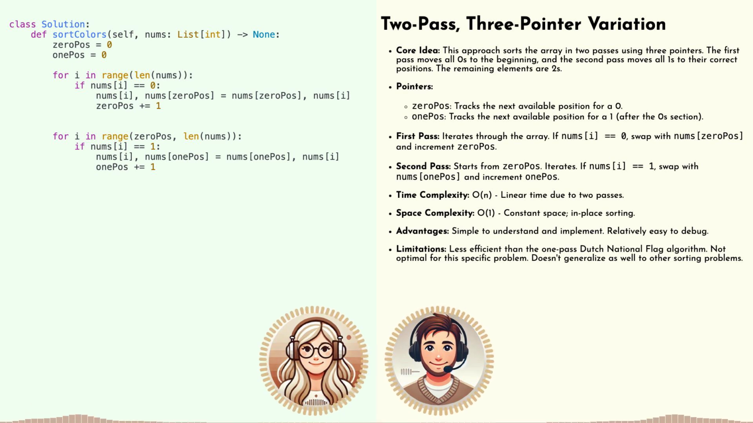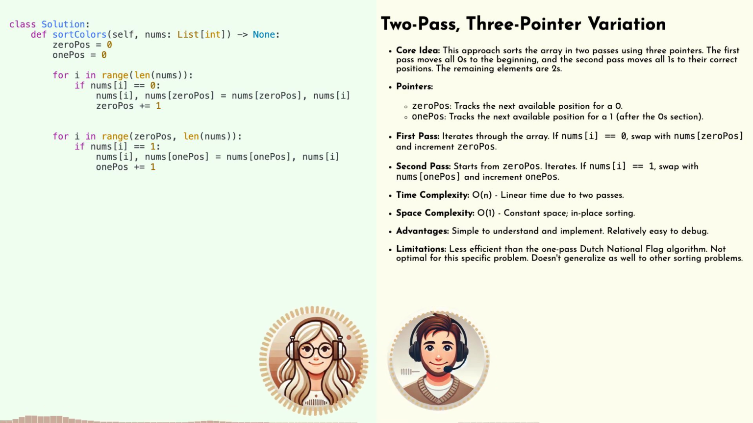Exactly. We use two pointers for this. Okay. One to keep track of where the next zero should go. And the other one just moves through the array. Right, swapping zeros into that red zone as it finds them. So after that first pass, all our reds are lined up nice and neat. What happens next? In the second pass, we do the same thing for the ones, the whites.